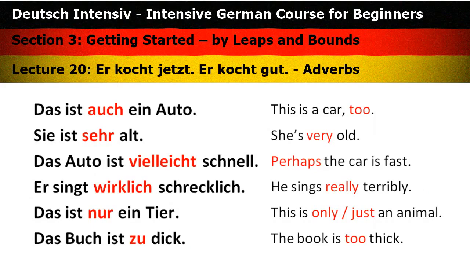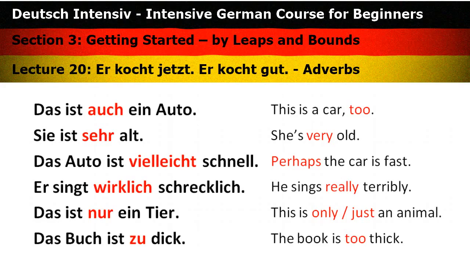These are used to say how something is done or to what degree. Some examples of adverbs belonging to this group are auch, sehr, vielleicht, wirklich, nur, zu. How do you use them? Let's have a look at these examples. Das ist auch ein Auto. Sie ist sehr alt. Das Auto ist vielleicht schnell. Er singt wirklich schrecklich. Das ist nur ein Tier. Das Buch ist zu dick.